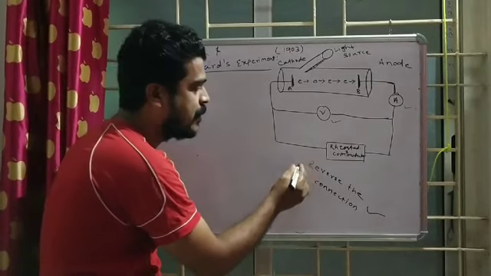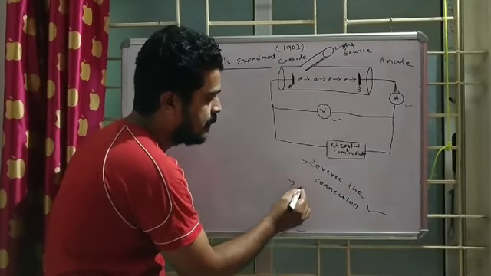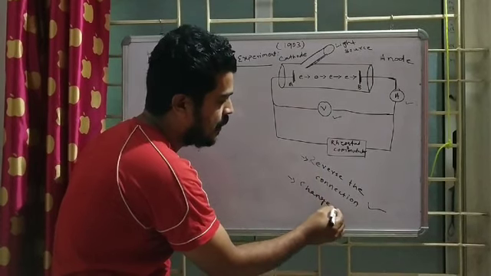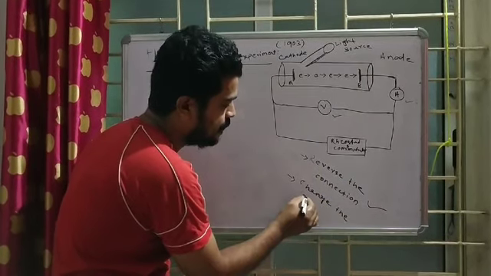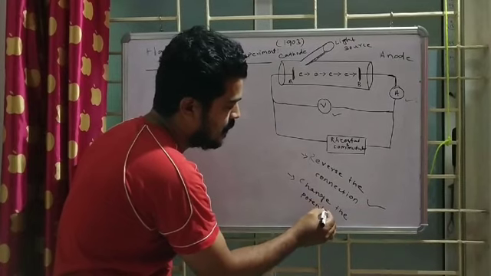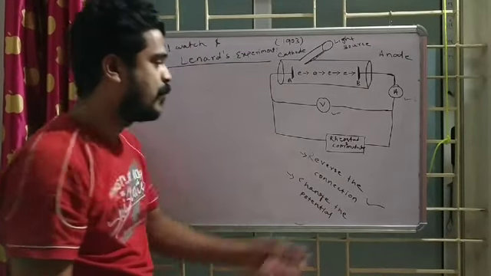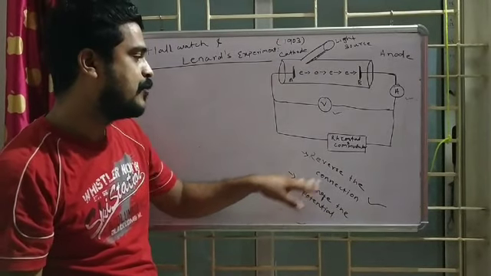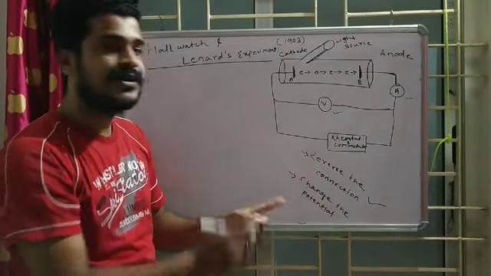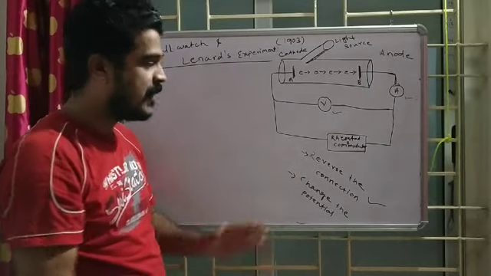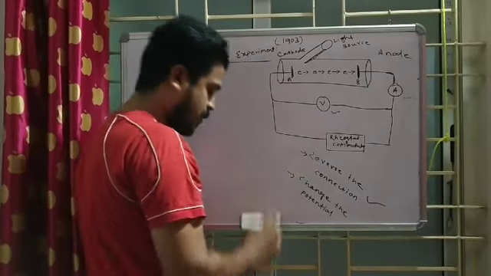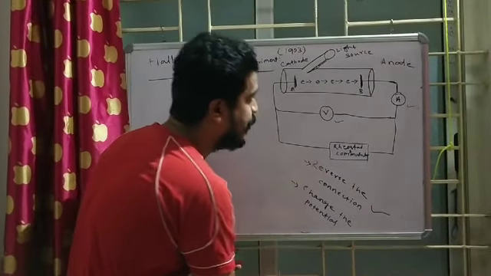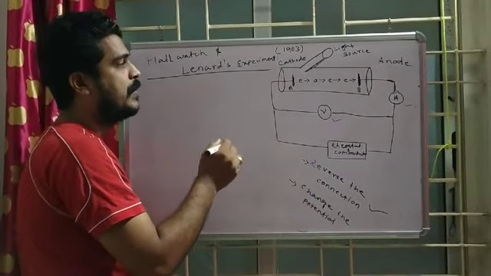And what is the function of a rheostat? Using a rheostat, we can change the potential supply. Using the commutator, I can reverse the connection. It is required for the setup, so that's why they have done the experiment like this. What you need to know is what is happening inside the experiment.